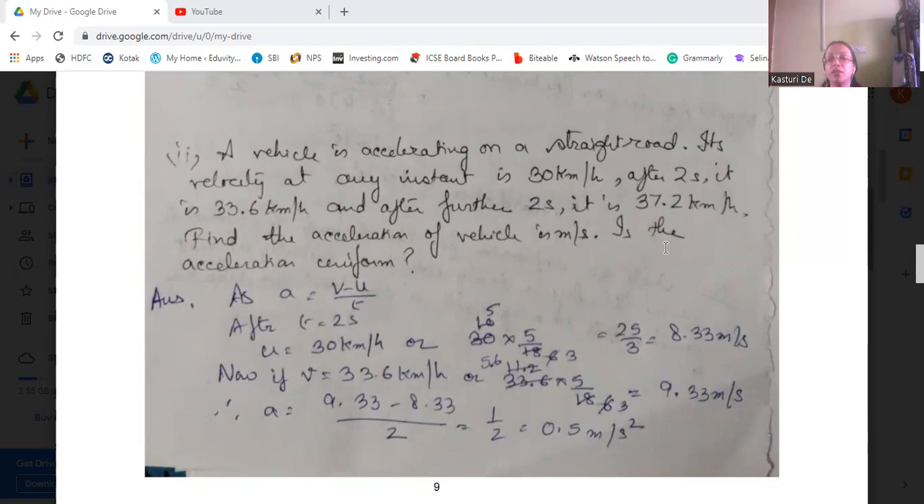33.6 kilometers per hour. If it is 33.6 kilometers per hour, that equals 9.33 meters per second. So acceleration will be 9.33 minus 8.33 by 2, that is 1 by 2, that is 0.5 meter per second square.